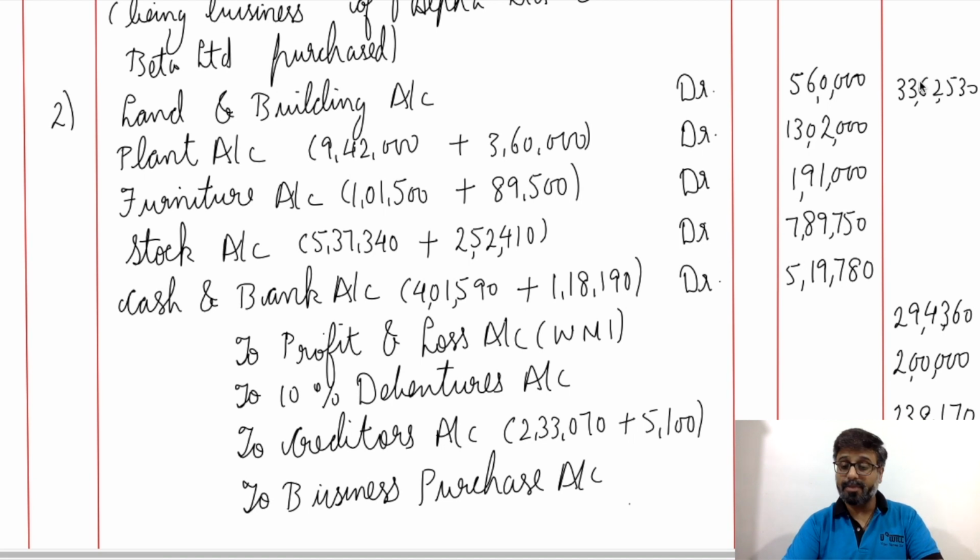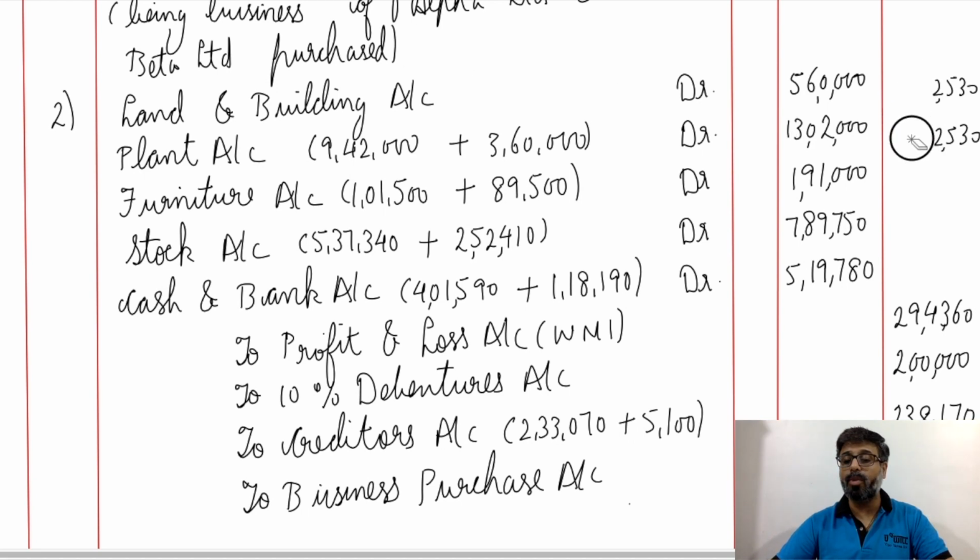294,360 plus 2 lakhs plus 238,170 plus 26,30,000. So all of you will find this also comes to 33,62,530. Okay, debit must be equal to credit. So keep it in mind.